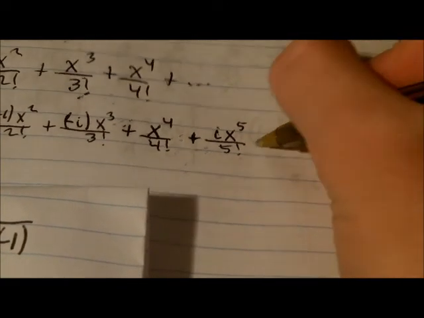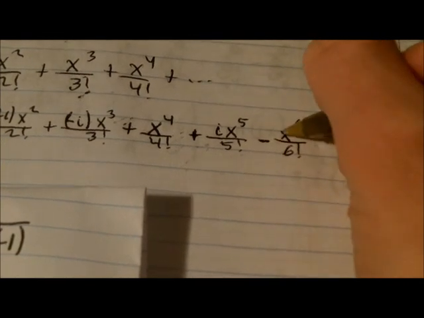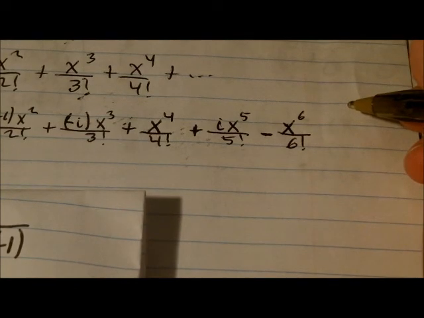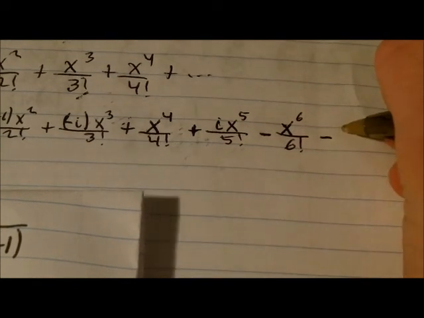And next we have the 6th power, right? And i to the 6th is negative 1. It's just going to be minus x to the 6th over 6 factorial. And now x to the 7th, we get another minus. Actually, we're going to get minus i x to the 7th over 7 factorial.